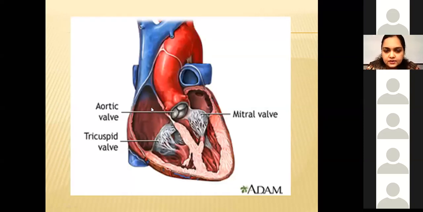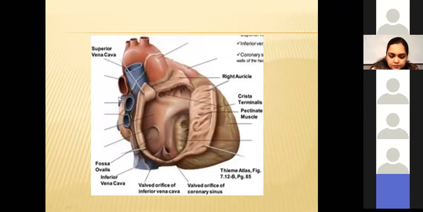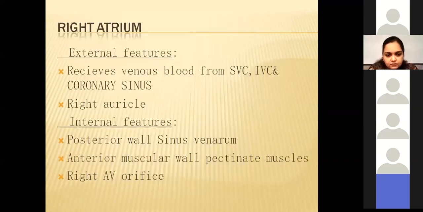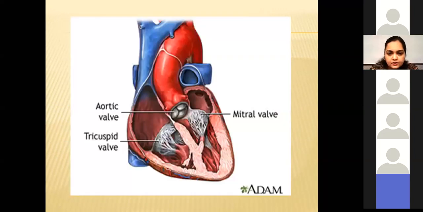Just have a look at this slide. Opening of the superior vena cava, inferior vena cava, and the coronary sinus in the right atrium. Then the tricuspid AV valve is present between the right atrium and the right ventricle. These are the right external features. This right atrium contains an additional structure called the right auricle. There is a demarcation. The posterior wall is termed the sinus venarum and the anterior wall is the muscular part, termed the musculi pectini.